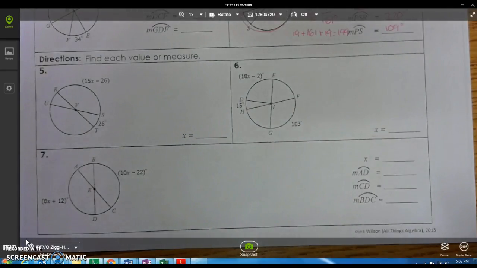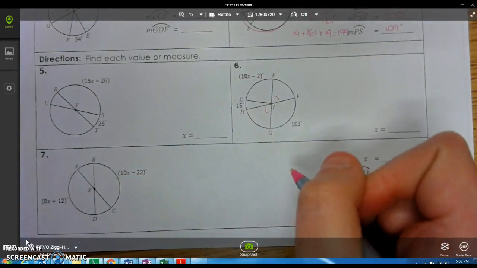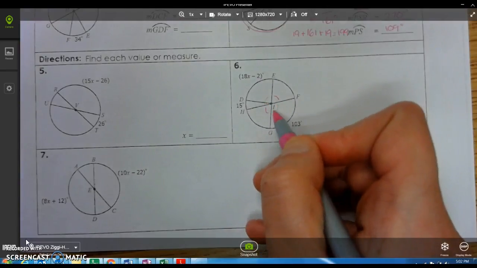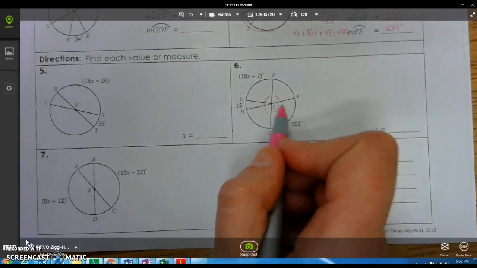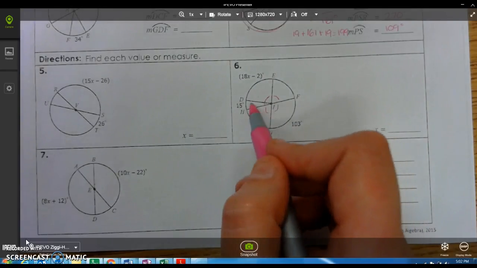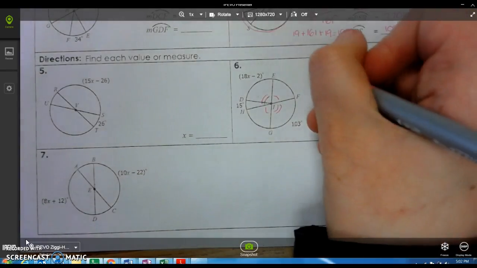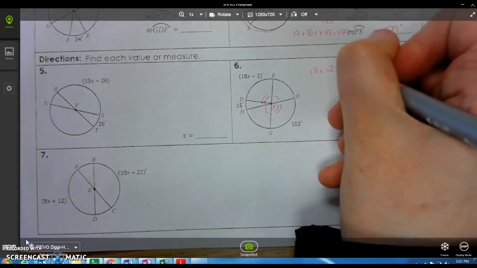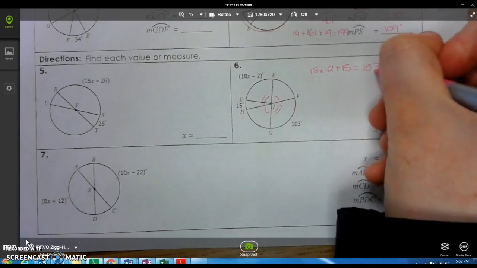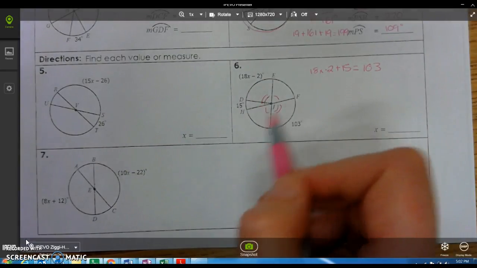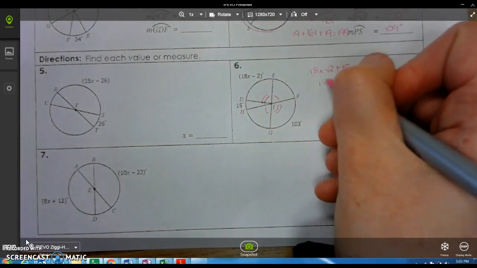So, if you look at this, these two are vertical angles. And then this and this are going to be vertical angles. This is not a diameter, which means that these two have to add together to equal the other one. So I'm able to say that 18x minus 2 plus 15 is equal to the one on the other side, which is 103. This is something that we've done before, now it's just inside a circle. So it shouldn't be too bad, it's just, like I said, something we've done before.